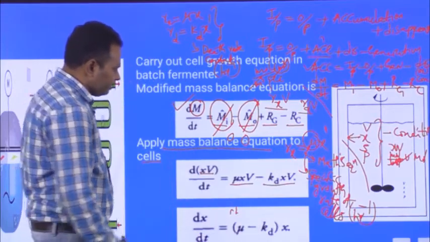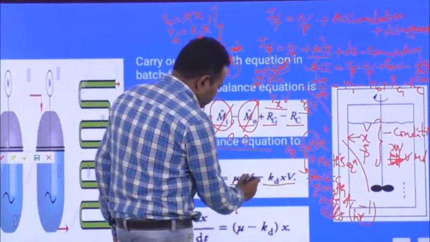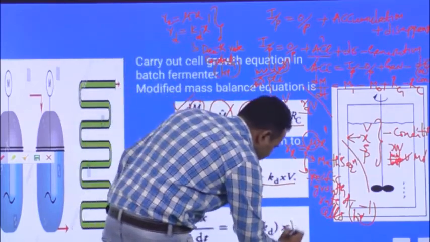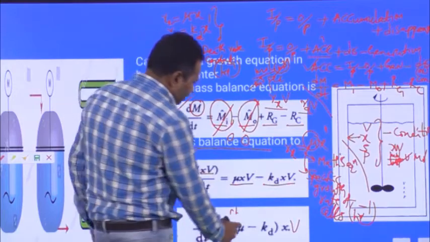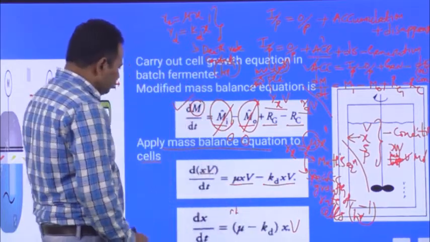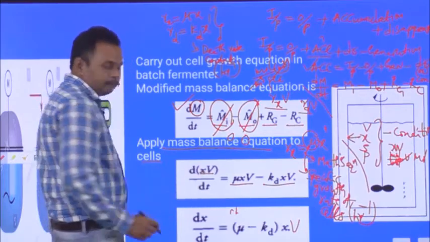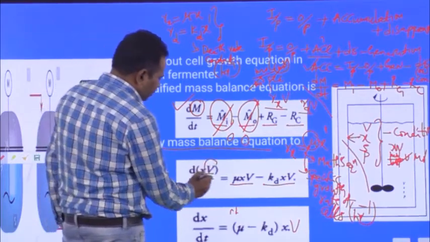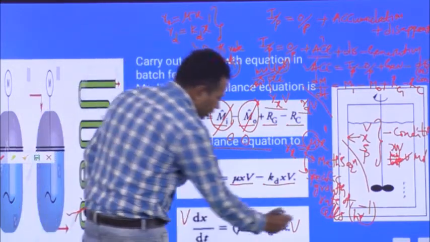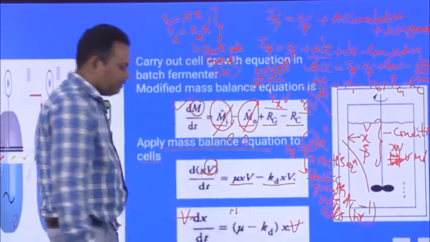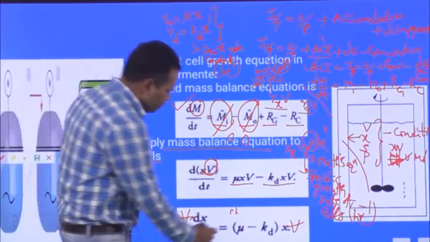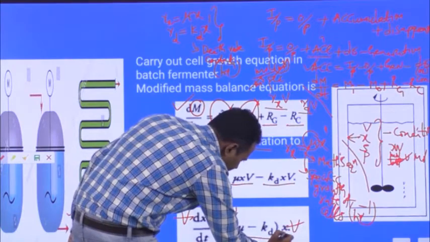On the right hand side, you can take xV common, since the first term and the second term both consist of xV. Then this equation becomes mu minus Kd into xV. On the left hand side, d by dt of xV, since this is a batch fermenter, you can take the volume out of the differential, V into dx by dt. So V cancels, and you obtain dx by dt is equal to mu minus Kd into x.